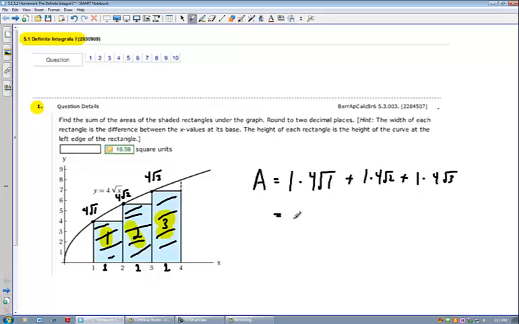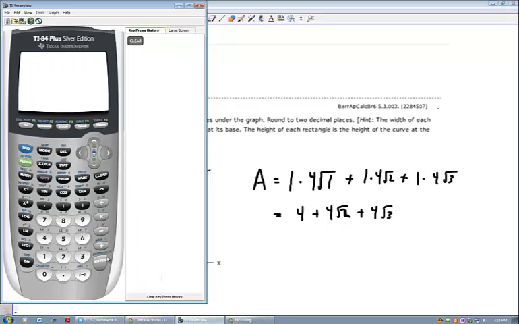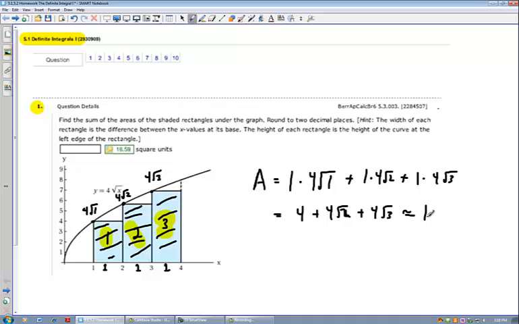And so this is just going to be equal to 4 plus 4 root 2 plus 4 root 3. And I'll use my calculator to approximate this to 2 decimal places. So I have 4 plus 4 times the square root of 2 in parentheses plus 4 times the square root of 3 in parentheses, and I get out about 16.59, and this would be then units squared. They don't tell me the units, but whatever the units are, they're just those squared, so 16.59.